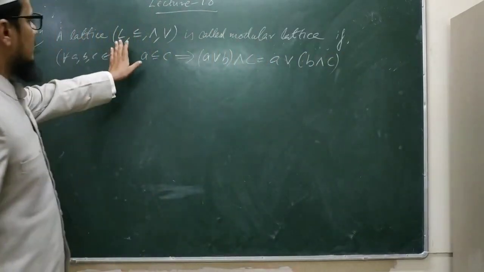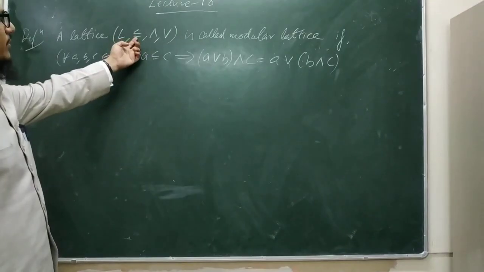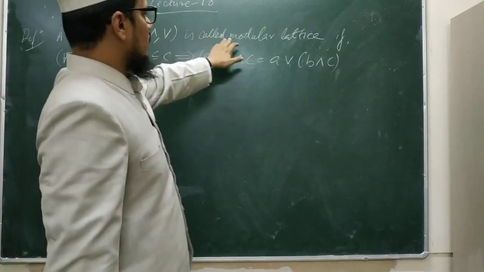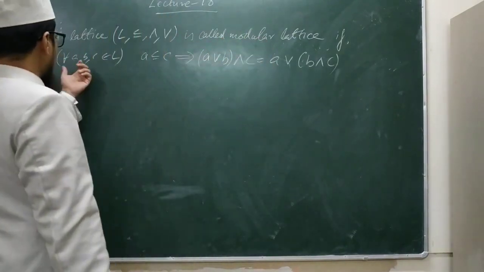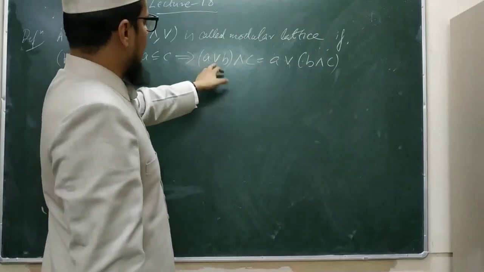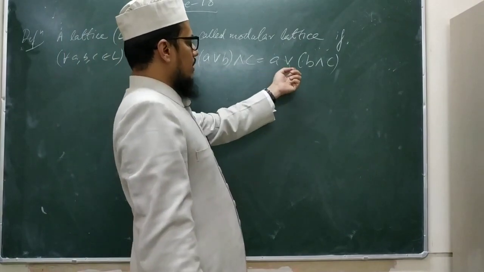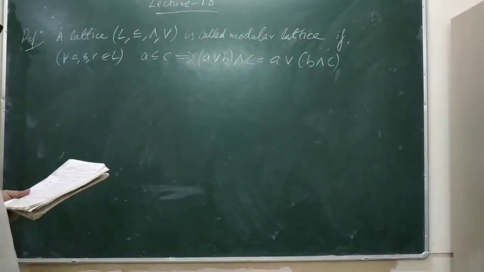So we say that this is the lattice, this is the partially ordered set, this is a partial order relation, this is meet, this is join, and this is called a modular lattice, correct? This is called a modular lattice if for every A, B, C belonging to L, A less than or equal to C, which means A is related to C, implies that (A join B) meet C is equal to A join (B meet C), correct? So now I will tell the fact.